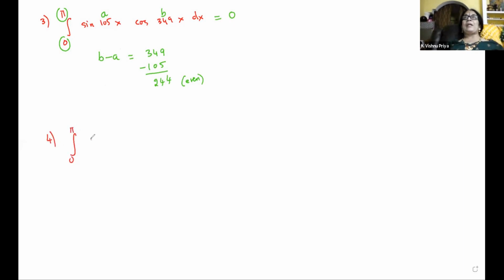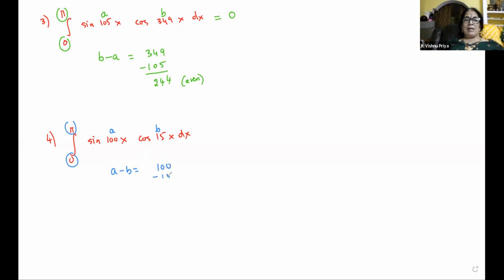Integral 0 to pi sine 100x cos 15x dx. Now let us see how to do this. First of all, I have 0 to pi. Then A is 100. B is 15. So I will do A minus B.